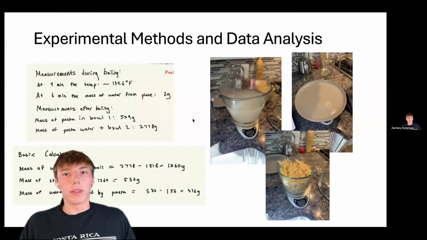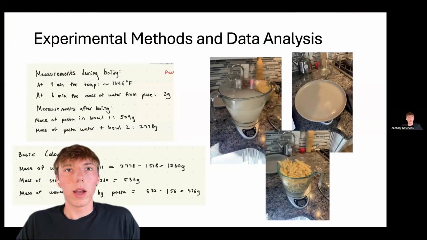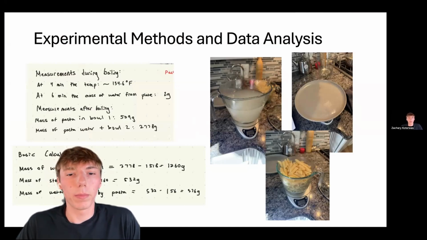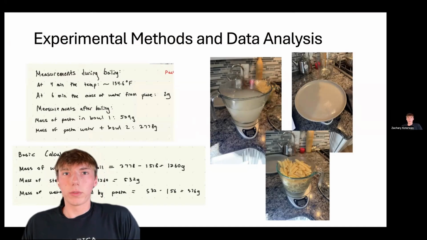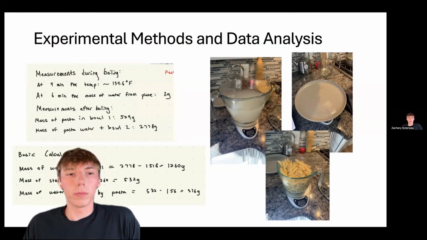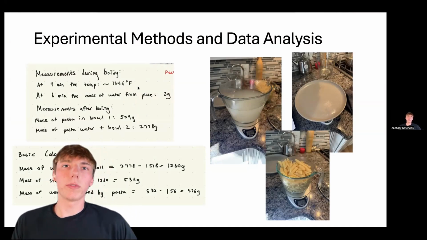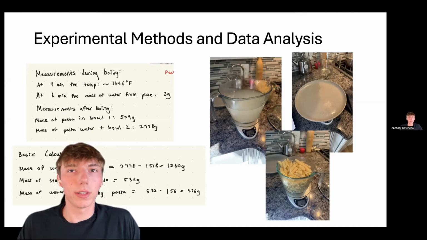This is my experimental methods and data analysis. I brought the water in the pot to a rigorous boil and started an 8-minute timer for cooking. I established 2 points at which I would collect data, one at 4 minutes, where I would take the temperature of the rising vapor directly above the liquid, which resulted to be 134.6 degrees Fahrenheit, or also 57 degrees Celsius.